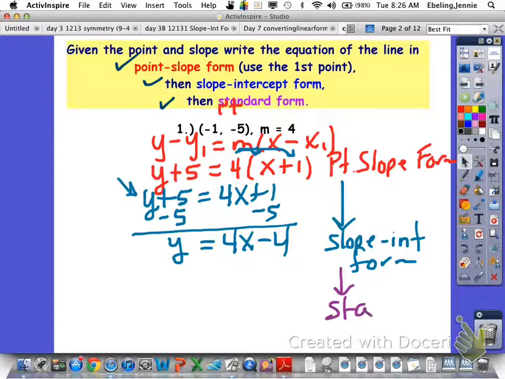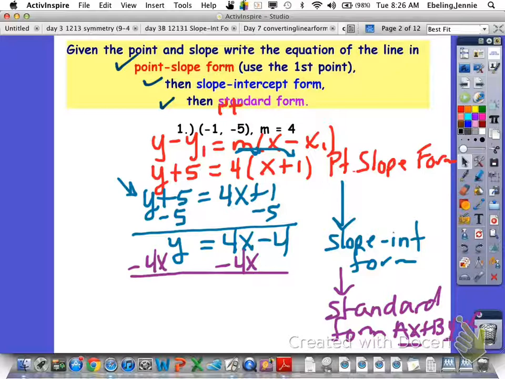Okay, to get to standard form is that ax plus by equals c, where a, b, and c are integers, no fractions, no decimals, and the a needs to be positive. So when I look at this, notice how in standard form the x term is the first term on the left-hand side, then the y term equaling some number. So to get it into standard form, I need to move my x term over to the left-hand side. So I get negative 4x plus y is equal to negative 1.